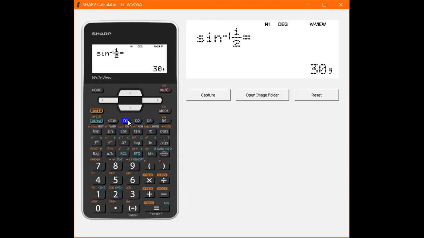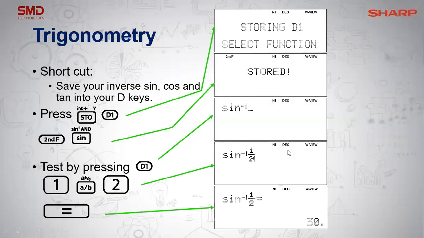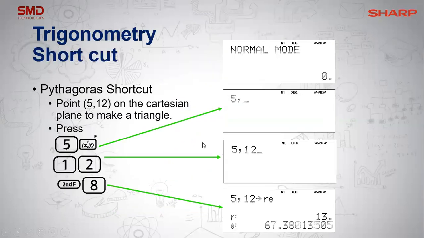So for trigonometry, what's nice is you could save into D1 your arc sine, into D2 your arc cos, and into D3 your arc tan, and then that would give you the degrees. So D for degrees, and then obviously these ones would give you your ratio. So very nice for grade 10 for reminding students, okay, when I'm looking for the size of my angle, I can use my D keys, but when I'm looking for the size of my ratio or the length of my line, I'm using my original keys.